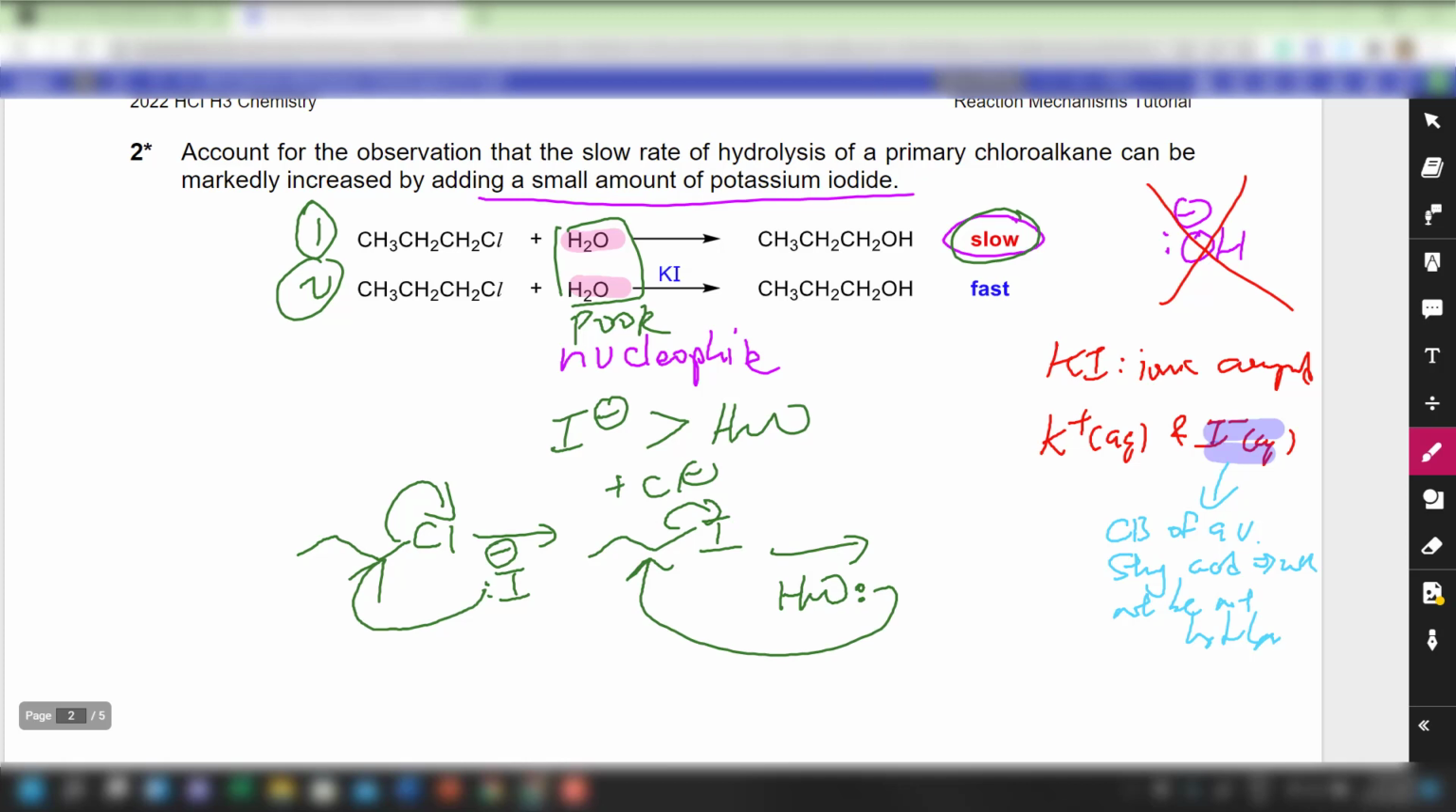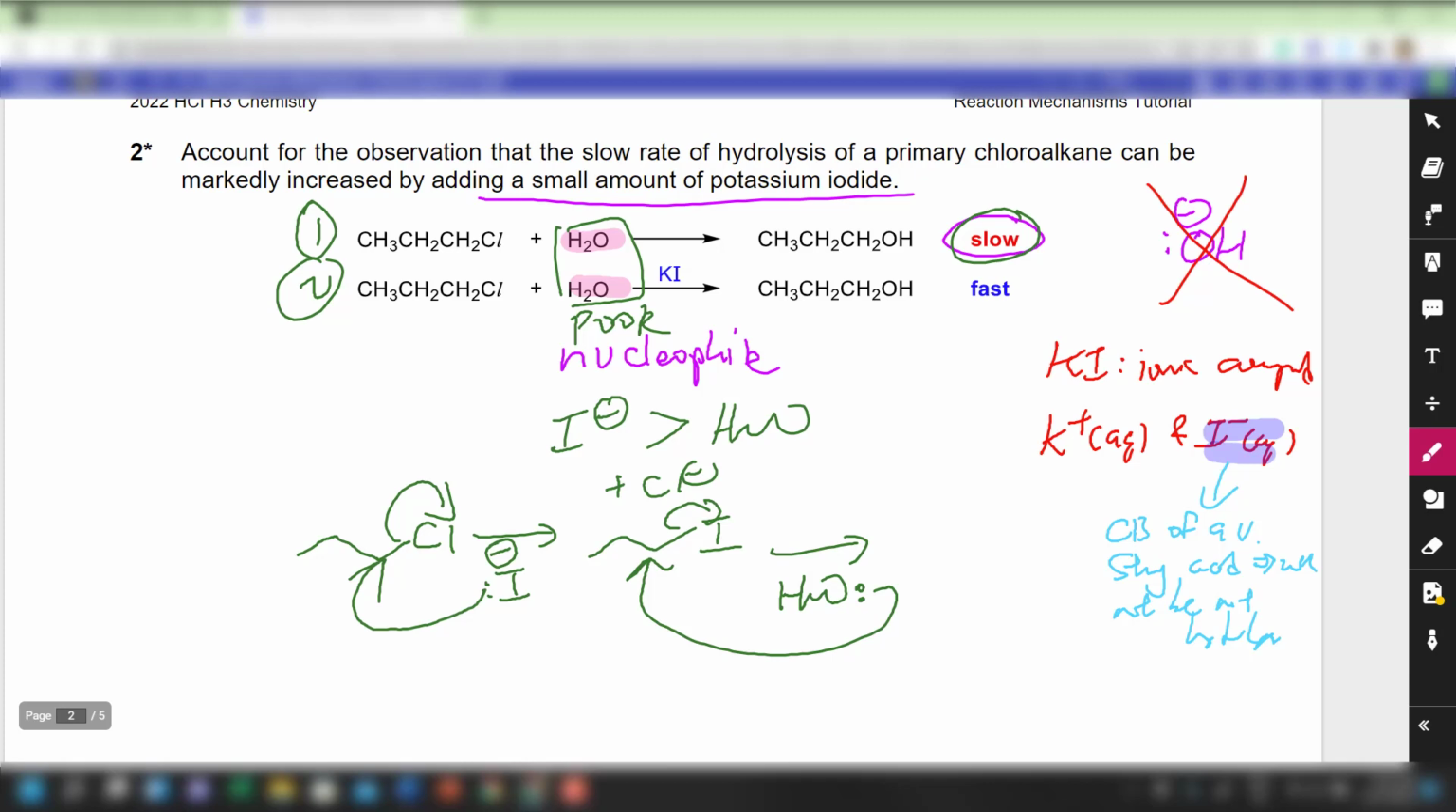After a while, you should be able to get the correct way of thinking about the mechanism. For example, if I have a poor leaving group and a weak nucleophile, obviously the reaction will take a long time. Then how can I accelerate the reaction? I can do two things. First, I can make the nucleophile a stronger nucleophile, so instead of water, I can use OH-. But in this case, I do not have OH-. If I do not have OH-, then I'll make chloride a better leaving group. How can I do that? By replacing it with a better leaving group.